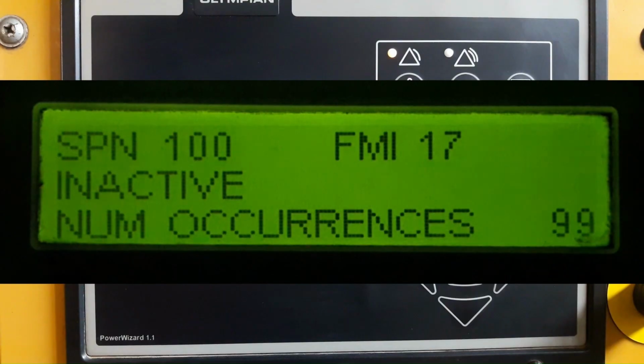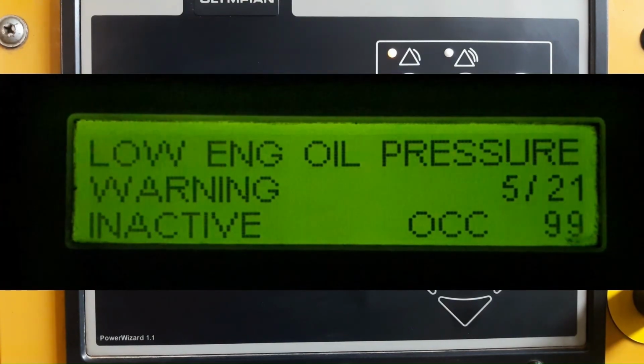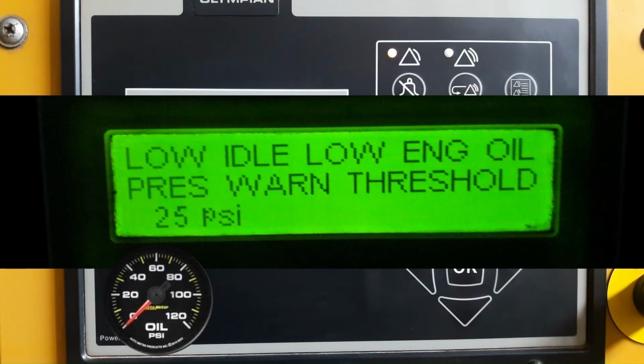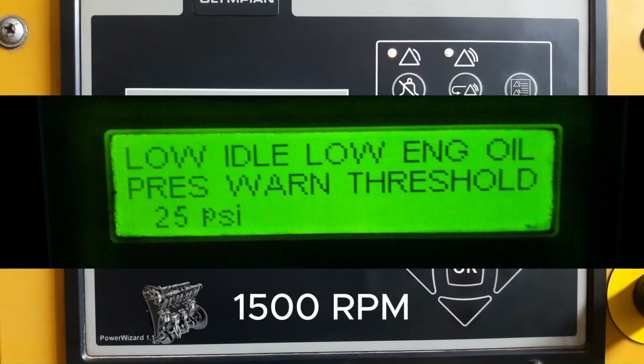SPN 100 FMI 17 is another fault code. It warns us the engine is running with low oil pressure, either because there is a restriction in oil flow due to a dirty oil filter or because of a faulty oil pump. The ideal oil pressure is between 25 to 65 psi at 1500 RPM.